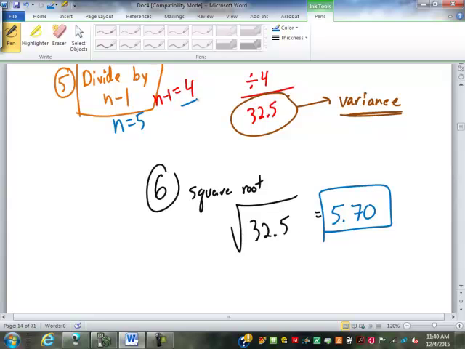Why did we divide by 4 instead of 5? Well, because the mean itself has no distance from itself. It's right in the middle. It has 0 distance. So if there's 5 numbers, there's only 4 of them that should be drastically different from the mean.